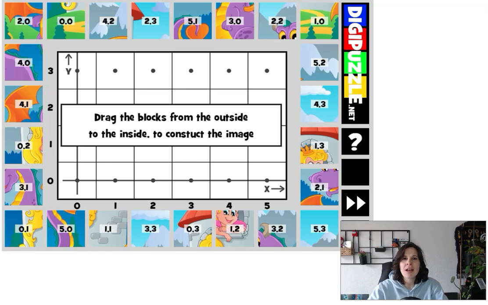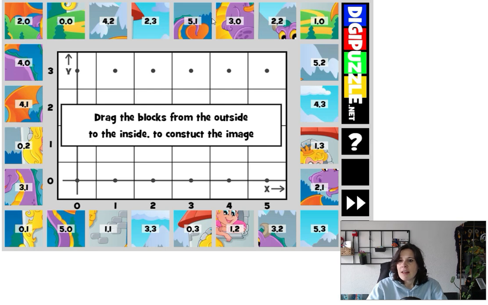Hello, today we are going to analyze some educational games to learn and review the coordinates in mathematics, the coordinates on the Cartesian plane or XY plane. First, we are going to see a game in which we have to drag the pieces of the puzzle to their corresponding place according to the coordinates shown above each piece.